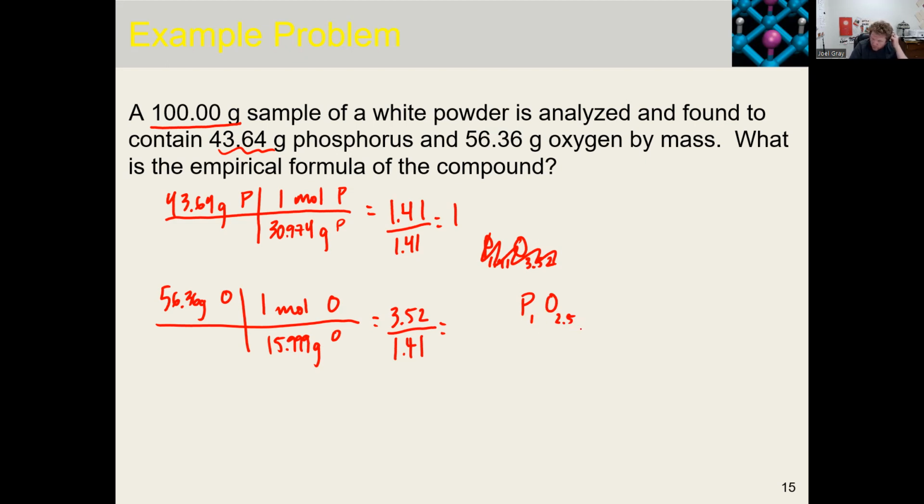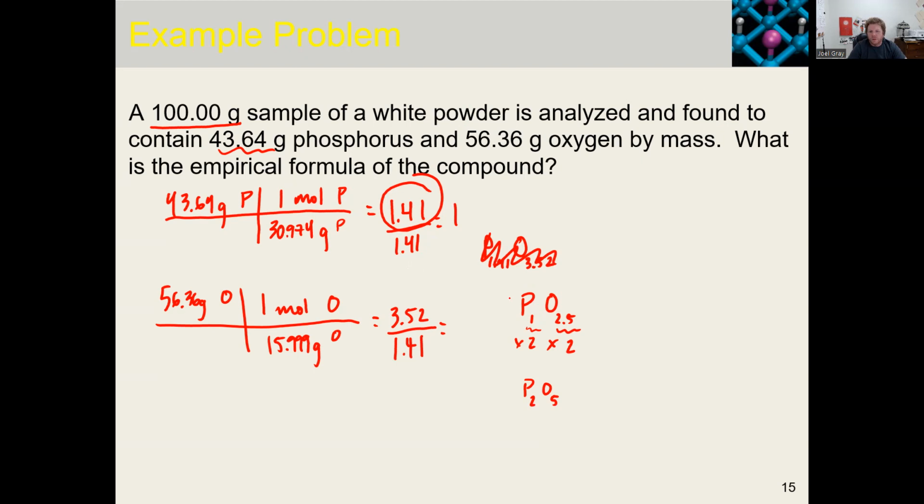Those are more favorable numbers because 2.5, we can multiply each one of these by 2 and get a whole number. So I can say by 2, 2. And so we get P sub 2, O5. So the steps that you go through for this is you figure out the number of moles of each one of these substances. Then you relate the moles of each one of these substances to the substance with the lowest number of total moles. So we have 1.41. We divided both of our number of moles by 1.41.